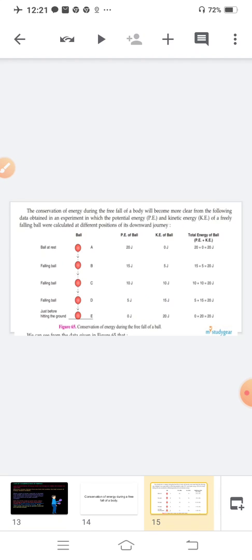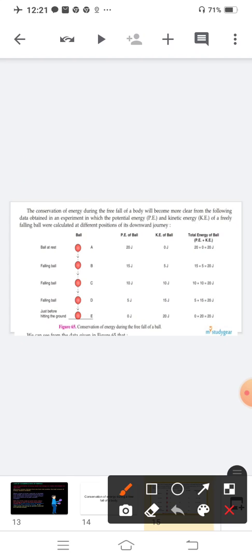The conservation of energy during the free fall of a body will become clearer from the following data obtained in an experiment in which potential energy and kinetic energy of a freely falling body were calculated at different positions of its downward journey. Ball is at rest. When the ball is at rest, that means there is no motion. If there is no motion, whatever energy is in that ball is due to its position. So here your potential energy is more and your kinetic energy is 0, and 20 plus 0 is 20 joule.